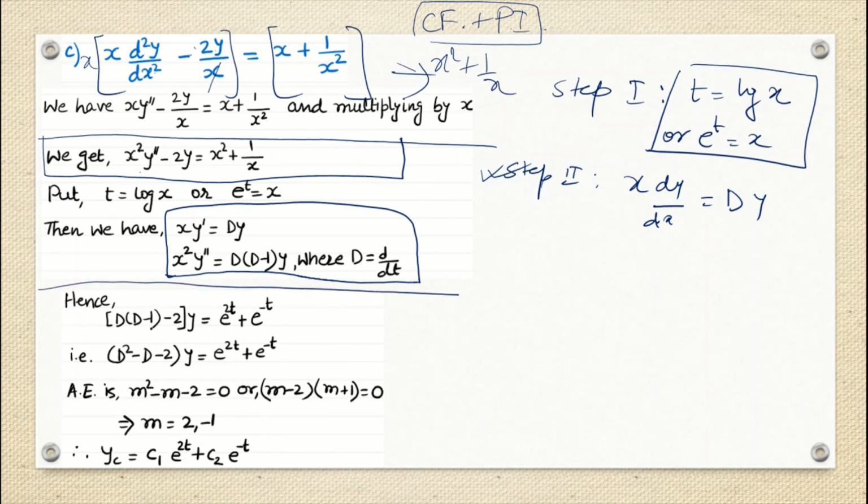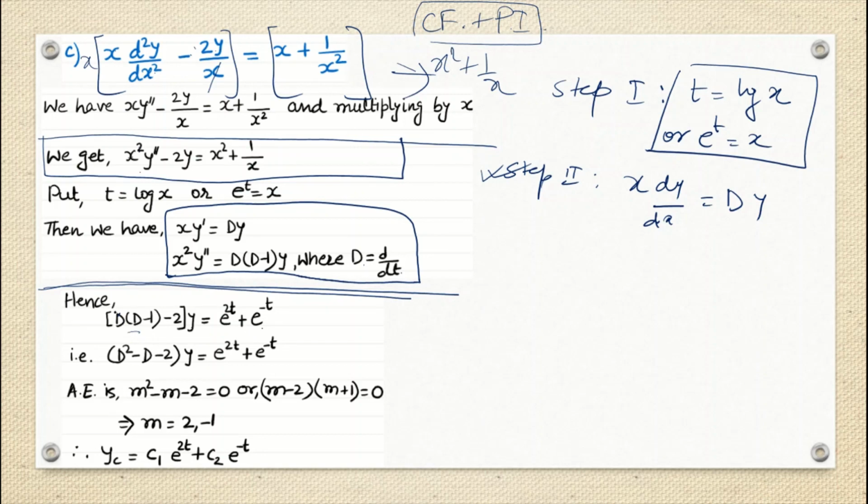So this is my left hand side. And in the right hand side also, don't forget that if you have come into D, that means you have come into the t domain. D is nothing but d by dt. So in the right hand side also, you have to write x as t. Whatever x is, it is e raised to t, so the same form you have to write down. Okay, so now this is a valid form to find the CF plus PI.